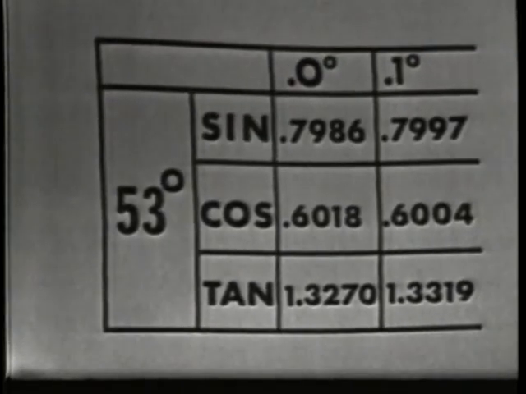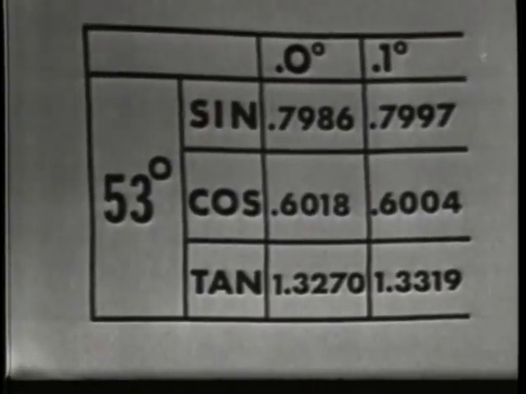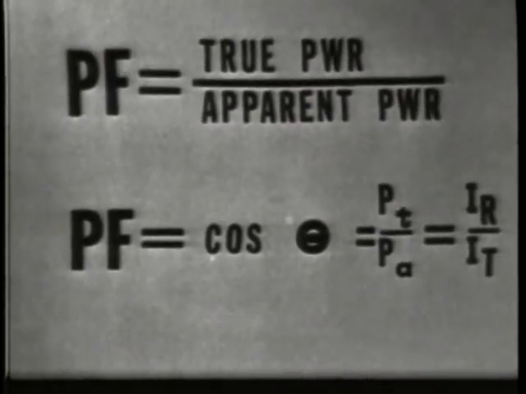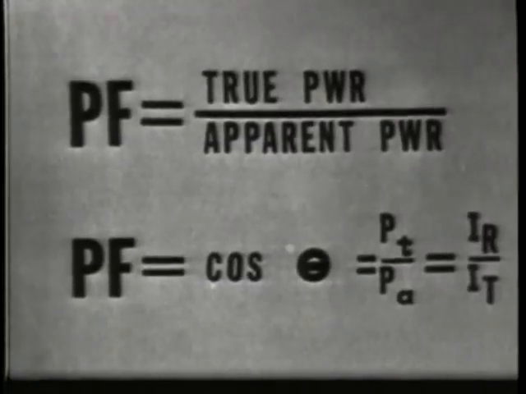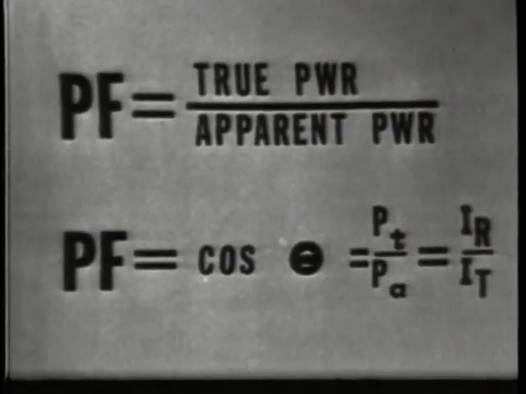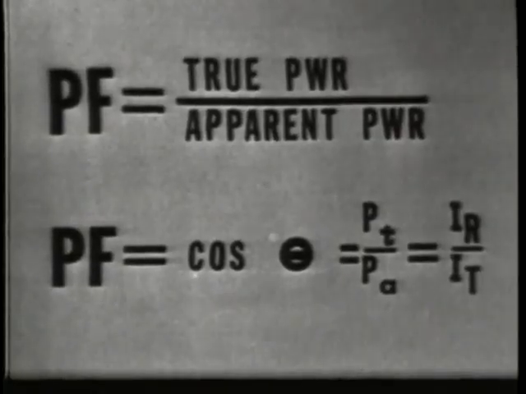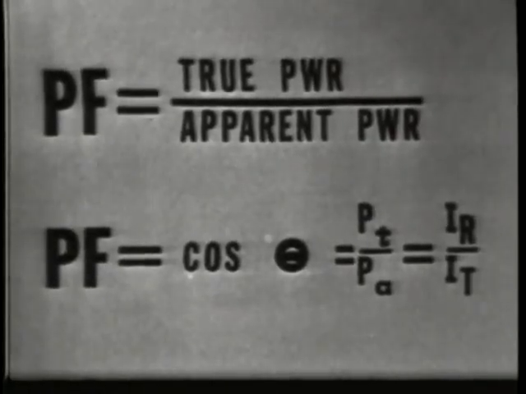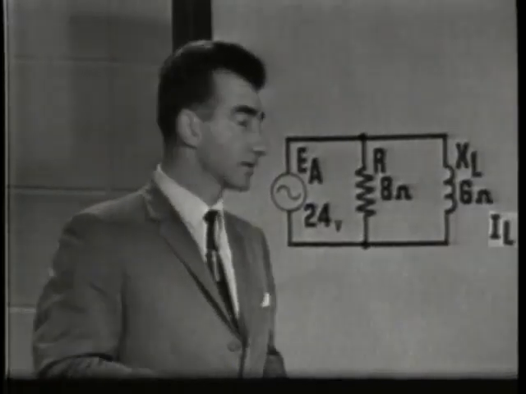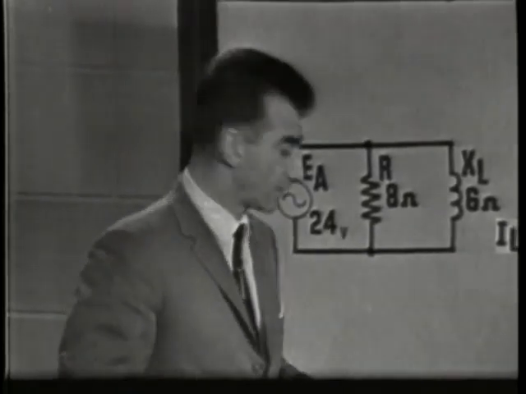Now, the advantage of using the cosine, as we said, is that the cosine of angle theta is equal to the power factor. Now, the power factor is the ratio of true power to apparent power. True power is the power actually dissipated by the resistor as heat, and apparent power includes the power stored in the inductor's field that is not dissipated. The power factor is equal to the ratio of IR to IT, which in turn equals the cosine of angle theta. Now, we can calculate the power factor for this circuit by first finding the true power, or the power actually dissipated by the resistor.